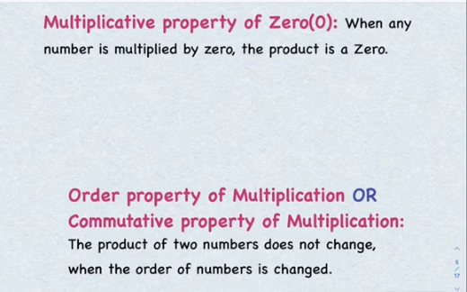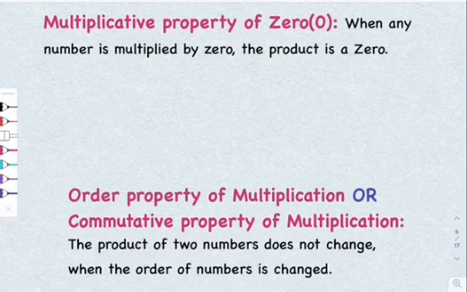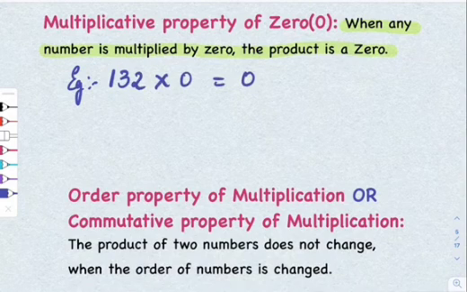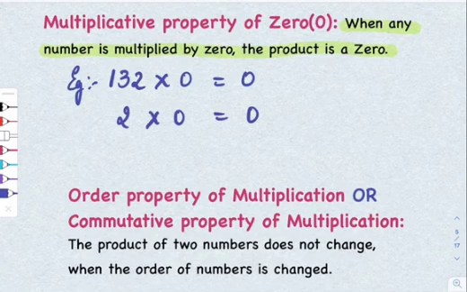Now moving on to the next property, children. Multiplicative property of 0. When any number is multiplied by 0, the product is 0. Now we'll take up an example and understand this. 132 into 0 is equal to 0. Any number multiplied by 0 is equal to 0. 2 into 0 is equal to 0.